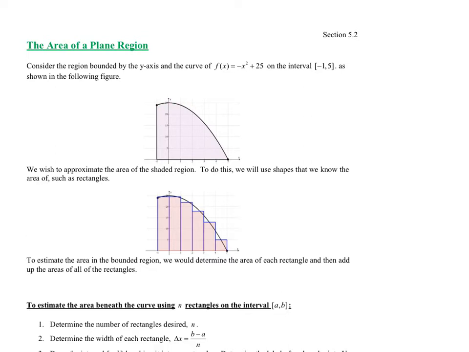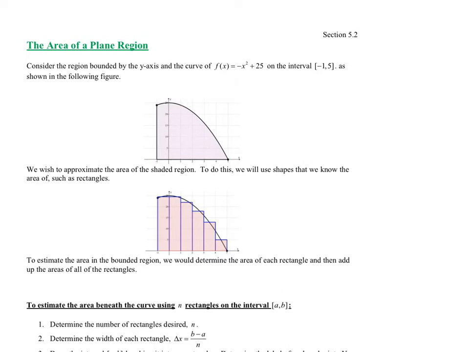For instance, here it says, consider the region bounded by the graph of the y-axis, the curve of f of x equals negative x squared plus 25 on the interval negative 1 to 5. So this is the area, and we want to find the area of that shaded region. Well, that's a shape that we don't know. We don't have a formula for the shape of that.